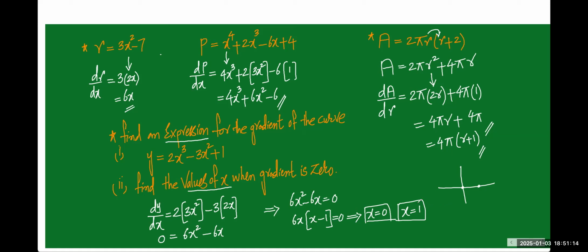Understand? Sir, I have a doubt for the second bit. Since it is 0, we are taking it 0. It's given in our question: find the values of x when the gradient is 0. Gradient means the dy by dx value, and we have to equate that with 0. Once you equate to 0, you'll get the values of x. Sir, in the further discussion, what is the value of x and where is it used? In our next discussion, it is there.